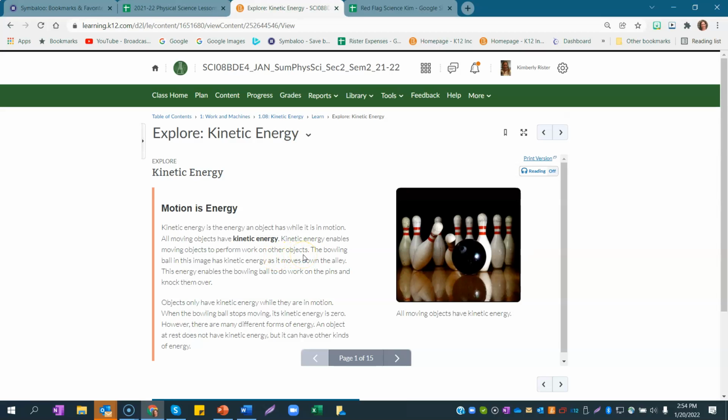And remember, you can pause the recording anytime you need to if you're jotting down answers. So the bowling ball in this image has kinetic energy as it moves down the alley. The energy enables the bowling ball to do work on the pins and knock them over. Objects have kinetic energy while they are in motion. When the bowling ball stops moving, its kinetic energy is 0. However, there are many different forms of energy. An object at rest does not have kinetic energy, but it can have other kinds of energy.